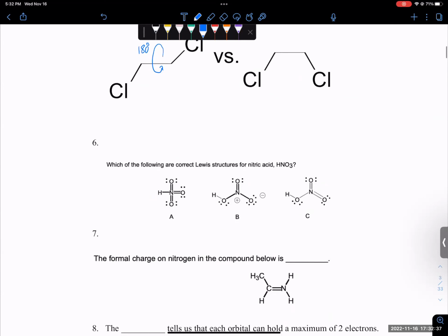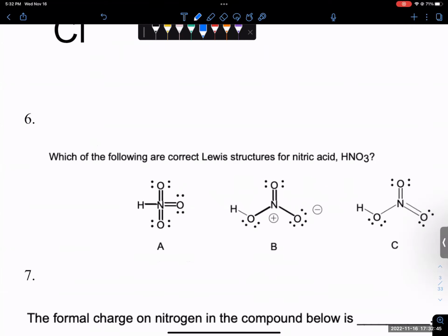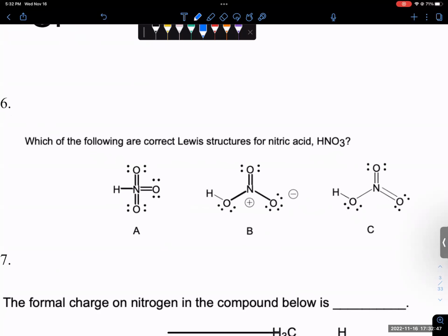What is the correct Lewis structure for nitric acid? I'll give you all a couple minutes for this. It's a multiple choice question, so. And if you're on Zoom, you don't have to put your thing in the chat, okay? Actually, please don't put your thing in the chat, otherwise everybody will see it.